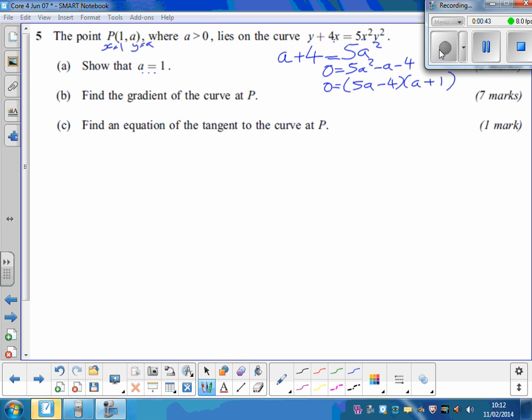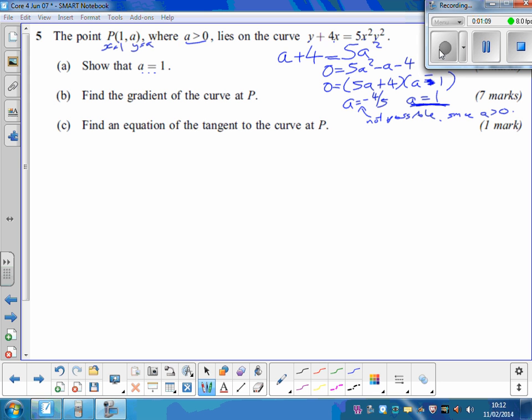And is that the right way? That's around the wrong way, isn't it? Minus 4, plus 4 there, and minus a there. And so we get two answers. Either a is minus 4/5, or a is equal to 1. This one here, not possible. Why not? Because it said a is greater than 0. So you get 2 marks just for solving that good old Core 1 quadratic.